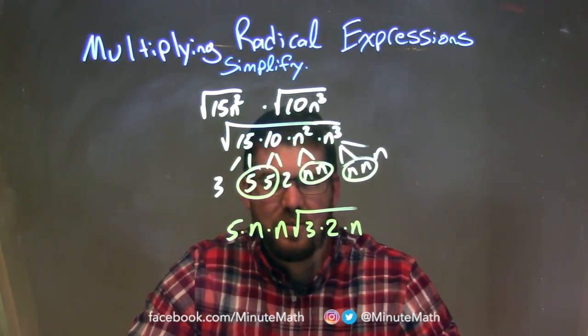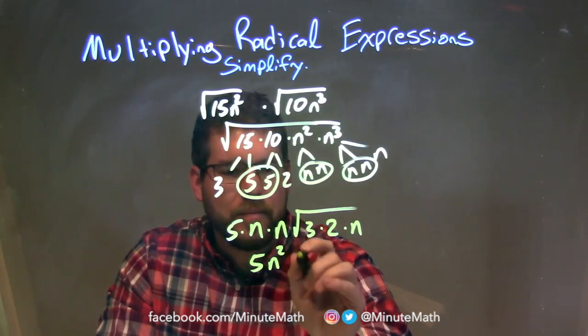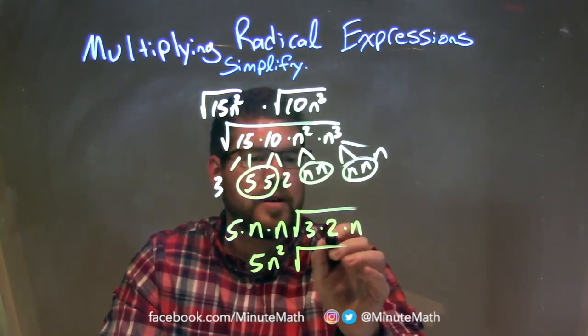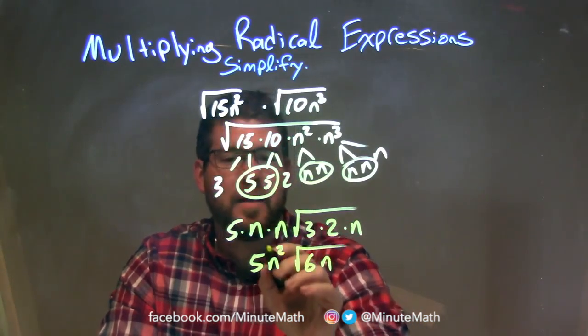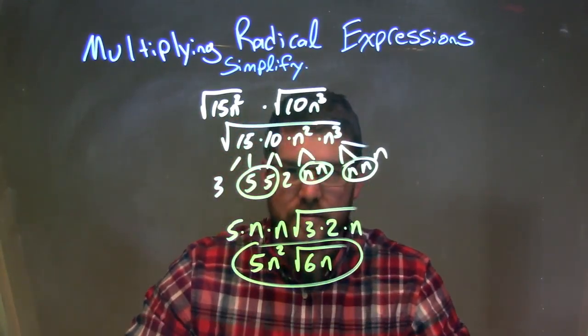So now all that's left to do is to simplify. N times n squared, so we have 5 times n squared, times the square root of 3 times 2 is 6, 6n. And there we go. Our final answer is just 5n squared times the square root of 6n.